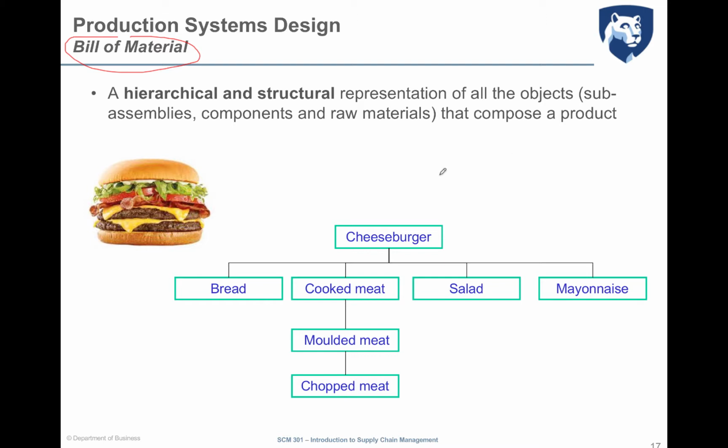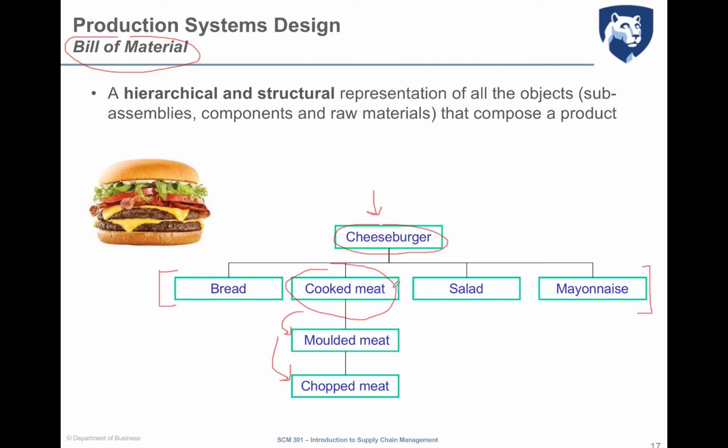And this is a relevant element for the production system because it's telling the production system that it needs to realize this product, in this case cheeseburger, and to realize the cheeseburger it needs bread, cooked meat, salad, and mayonnaise. And in particular, cooked meat can have some variants.